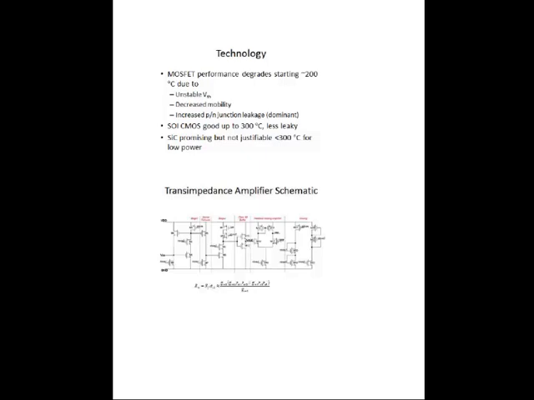The transresistance gain is basically 1 over gm, times RF, the feedback resistor here, times the gain of this voltage amplifier right here. So this expression gives the transresistance gain of this amplifier.